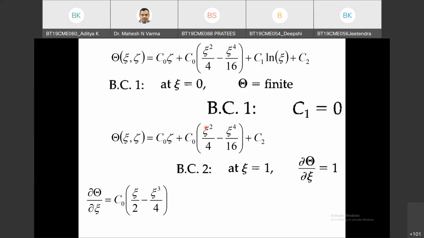So C0, integration of this, actually epsilon by 2, and this is integration of this. Anyway, this is constant. Not integration, differentiation. Differentiation of this, and this constant of differentiation is this, actually. This equals 1 at psi equals 1, not zeta. Psi equals 1. So rearranging this equation, what will I get? C0 equals 4.